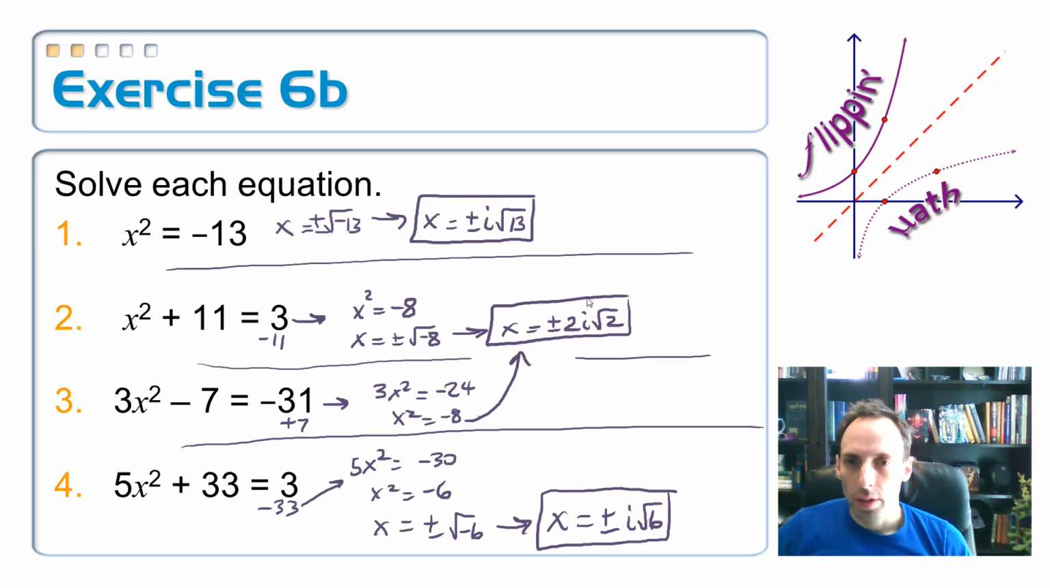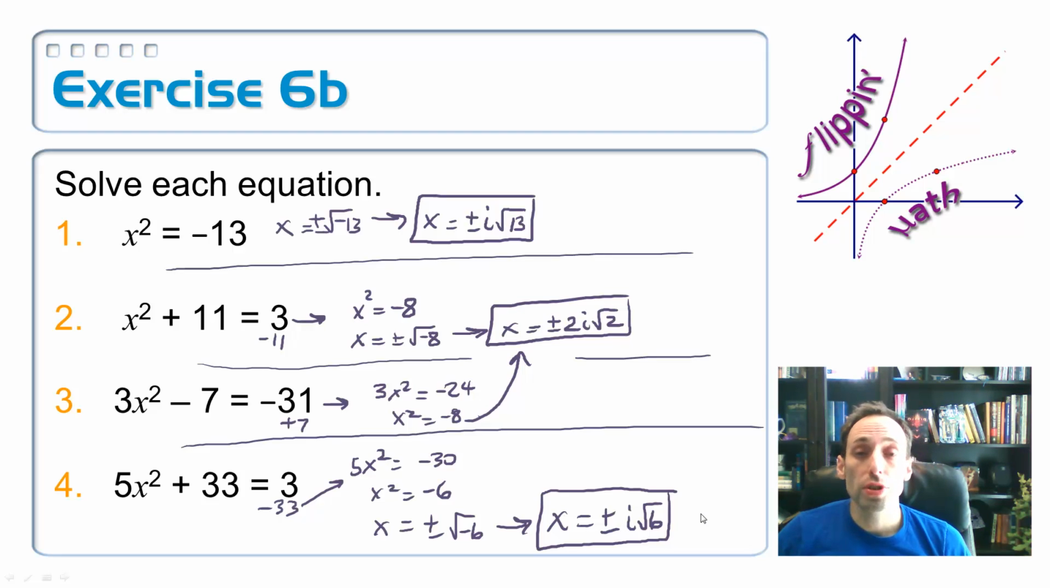So take a look. On the first one we get x equals plus or minus i square root 13. On both number 2 and 3, they turn out to have the same set of answers. X equals plus or minus 2i square root of 2. Just remember, whenever you have the square root of 8 or any kind of square root, check to see if you can simplify it. Square root of 13 you couldn't because it was prime, but square root of 8 you could because 4 divides evenly into it. And the last one, x equals plus or minus i square root of 6.